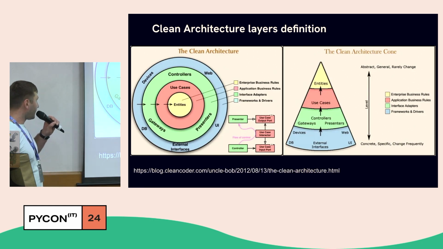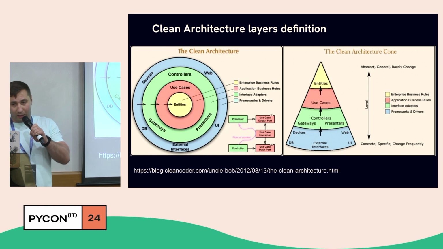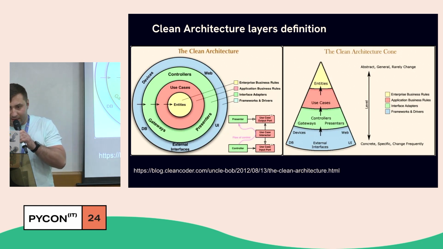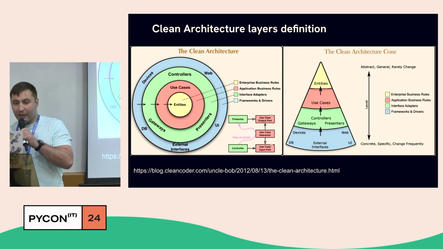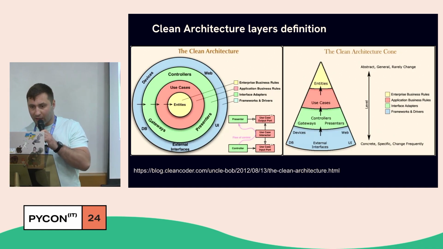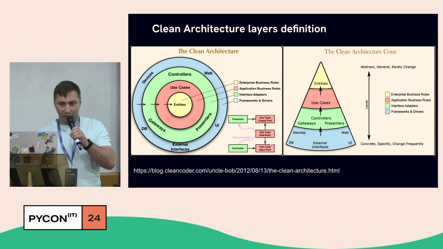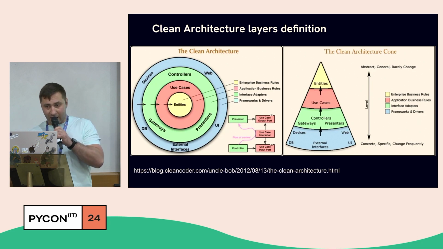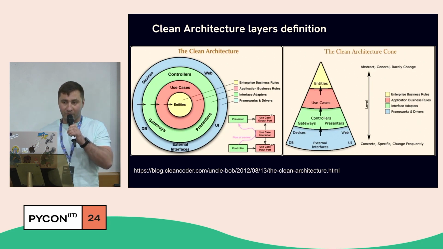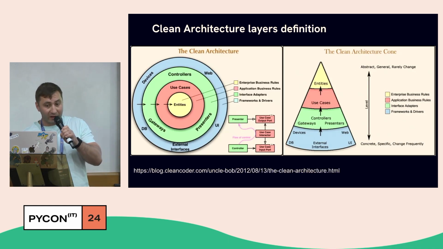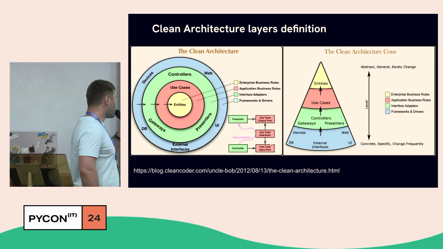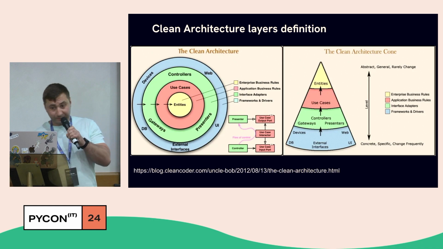On the left picture, in the center, we can see the entities. Entities encapsulate enterprise-wide business rules. An entity can be an object with methods or a set of data structures and functions. They encapsulate the most general high-level rules. This layer should not be affected by changes in external layers, I mean the controllers, interfaces or use cases.